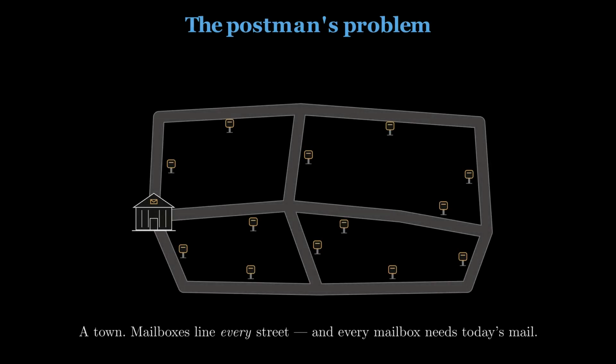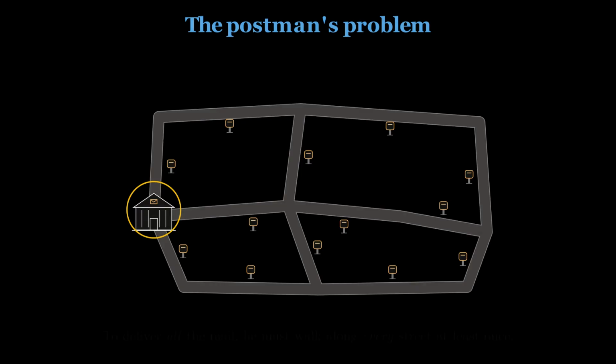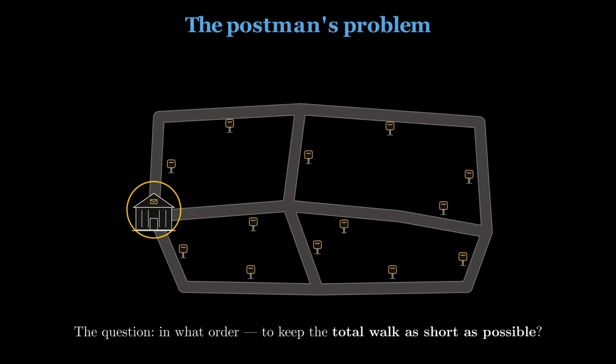Here's a small town. Mailboxes line every street, and each one needs today's mail. Each morning, the postman leaves the post office, walks through the town, and returns home. To deliver everything, every single street must be walked at least once. The question is in what order, so that the total walk is as short as possible.